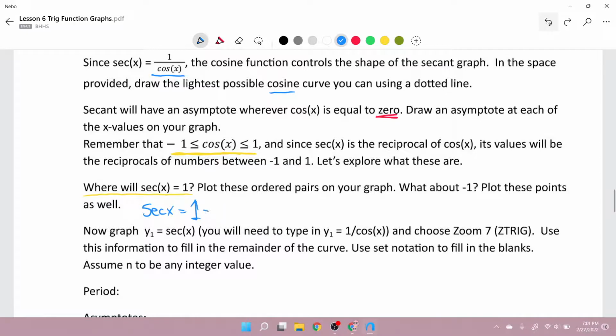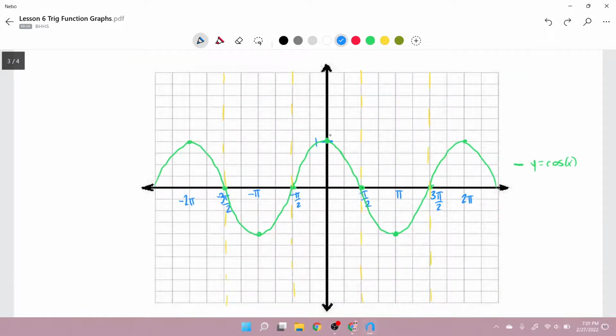Your secant of x will be 1 at the same spot that your cosine of x is 1. So that is right here at this 0, here at this 2 pi, and here at -2 pi. Right? Because when you take the reciprocal of 1, it's still 1. And the same kind of idea applies to the reciprocal of -1. The reciprocal of -1 is still -1. So secant of x and cosine of x will share values at all of those red dots that I have currently.